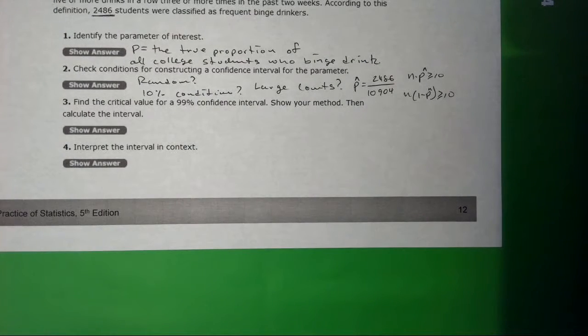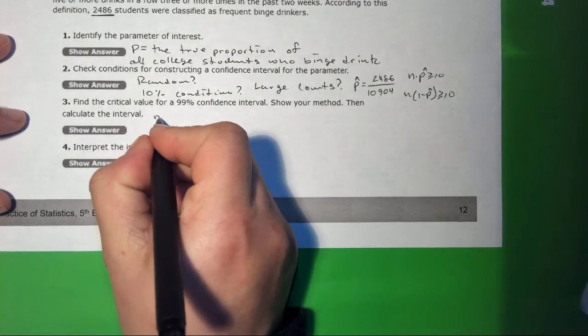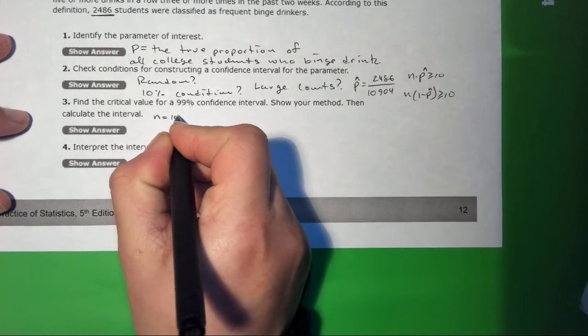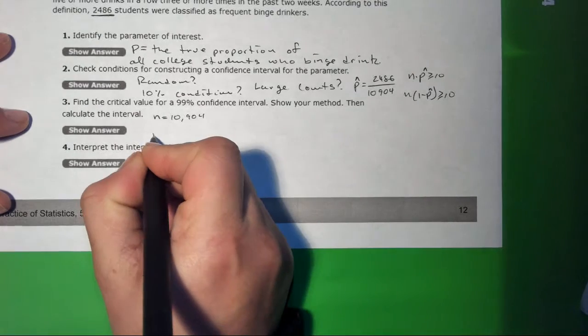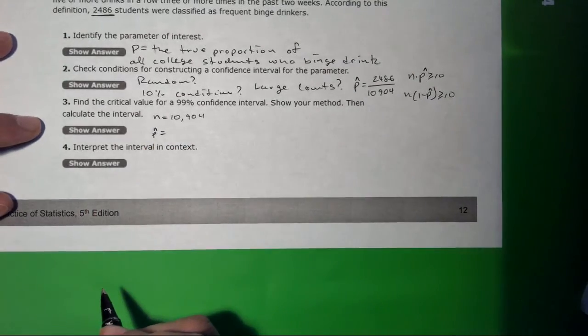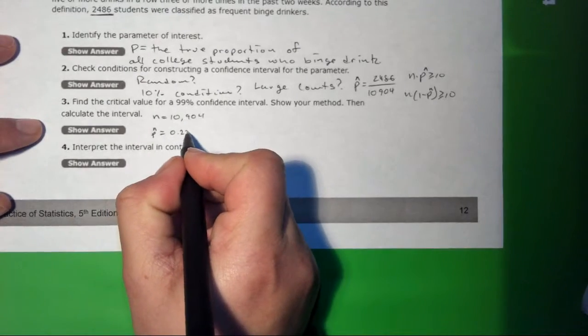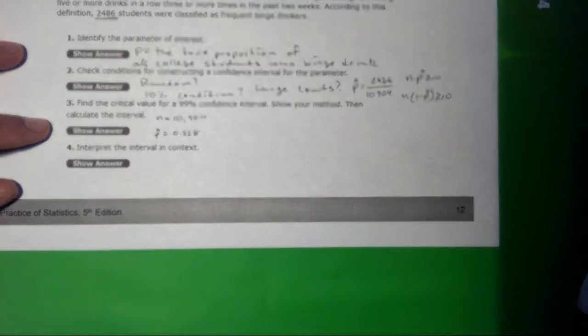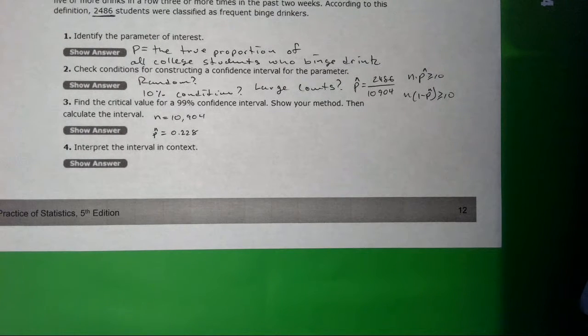All right, so first things first is our p hat. So our n is 10904. Our p hat is 0.228. All right. So we want to know if we find the critical value for the 99% confidence interval.